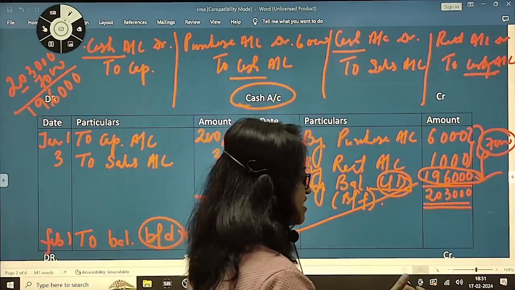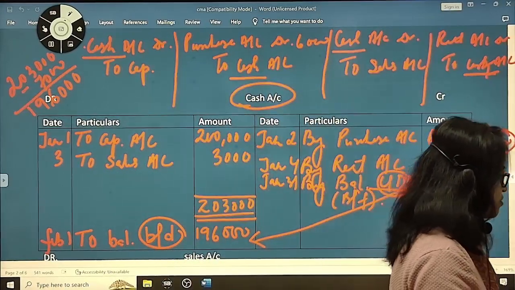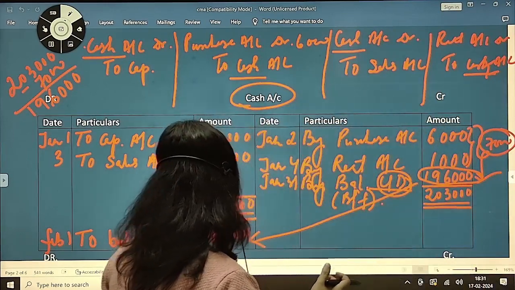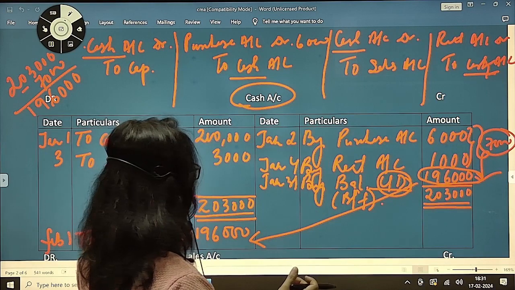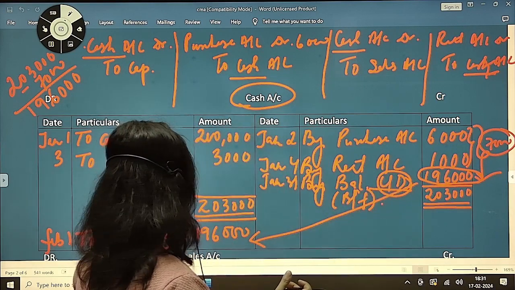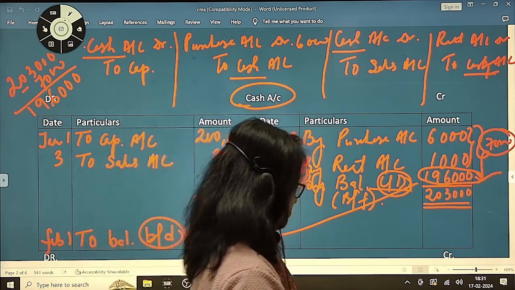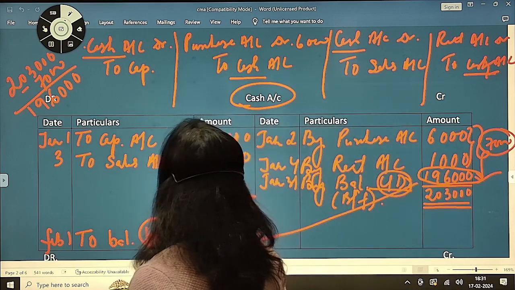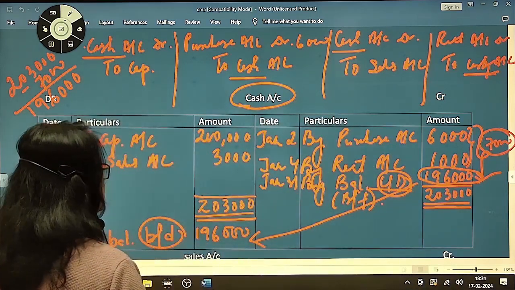Ma'am, what about BD? Full form of BD? Brought down. Full form of BD is brought down and full form of CD is carried down. Right? So this is your closing balance and this is the opening balance.